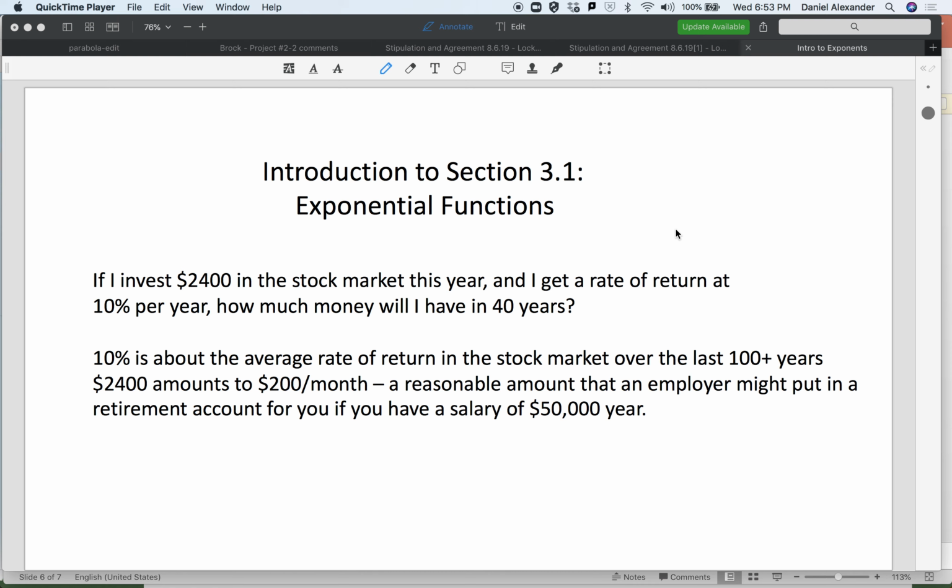$2,400 in a year amounts to $200 a month, and that's a reasonable amount that an employer might put in a retirement account for you if you have a base salary of $50,000. So again, I want to give some context.